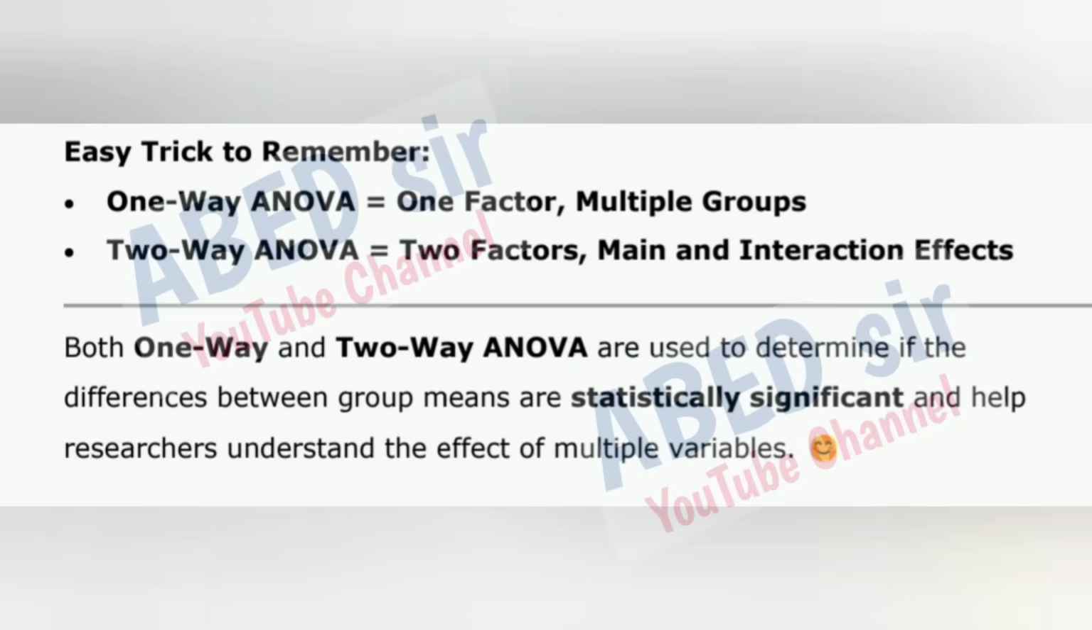Easy trick to remember. One-way ANOVA equals one factor, multiple groups. Two-way ANOVA equals two factors, main and interaction effects. Both one-way and two-way ANOVA are used to determine if the differences between group means are statistically significant and help researchers understand the effect of multiple variables.